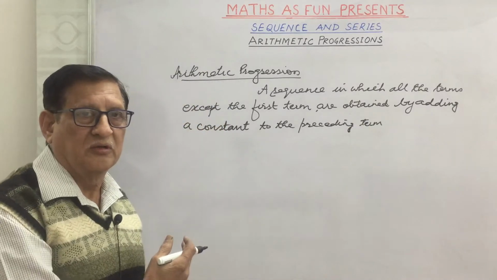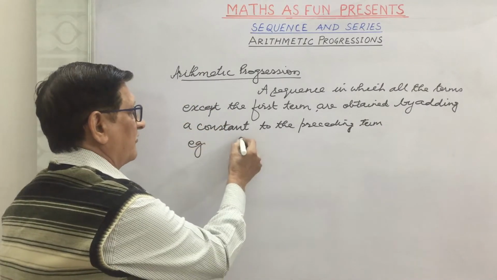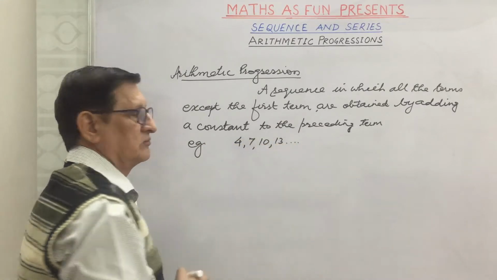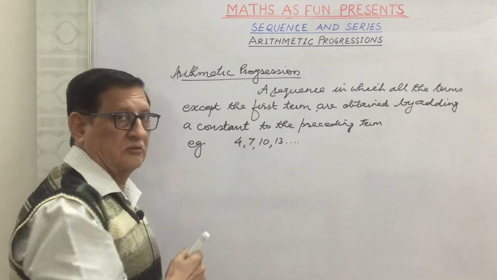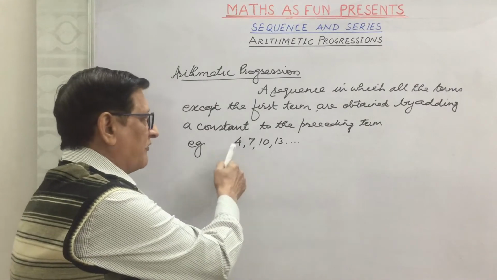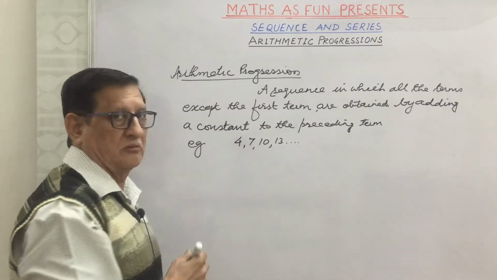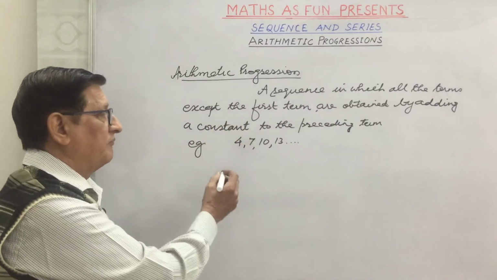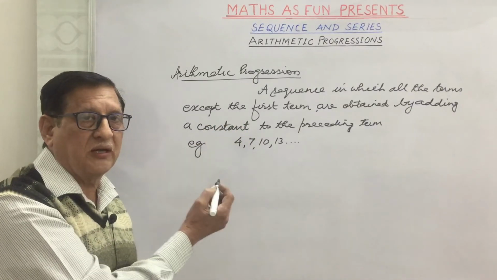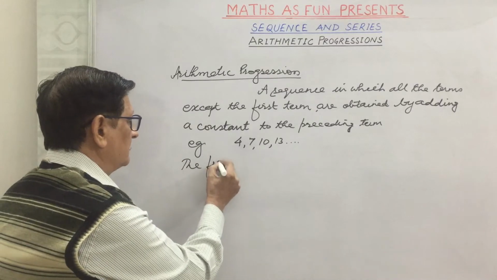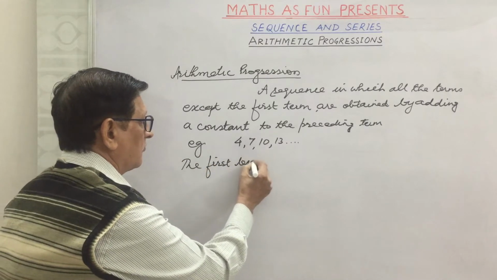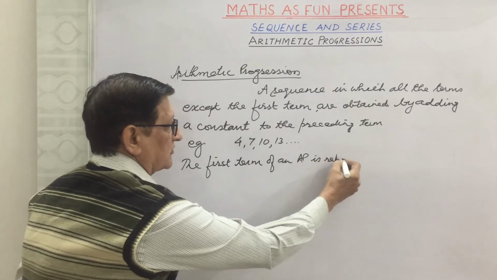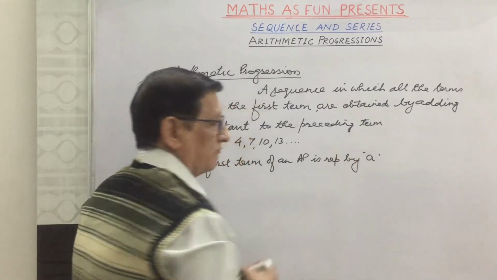That is the definition. For example, suppose we have 4, 7, 10, 13 and so on. This is a sequence. In this sequence, we find every term is obtained by adding 3. Hence, it is an AP. For every AP, the first term of an AP is represented by a.